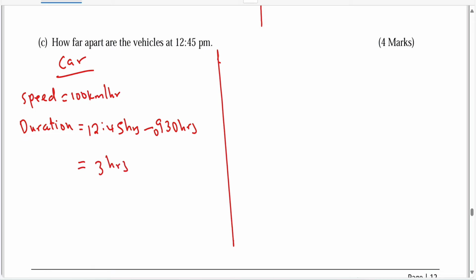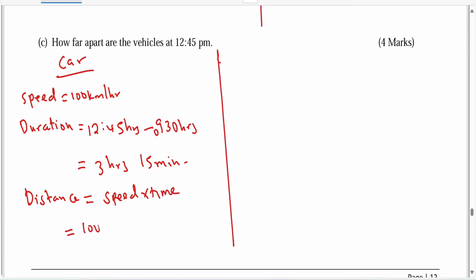So this is the duration, which is 3 hours 15 minutes. So now let's find out the distance, and the distance is given by what? Distance is given by speed times time. So speed times time. So speed ya hiyo gari multiply by hiyo time yake.